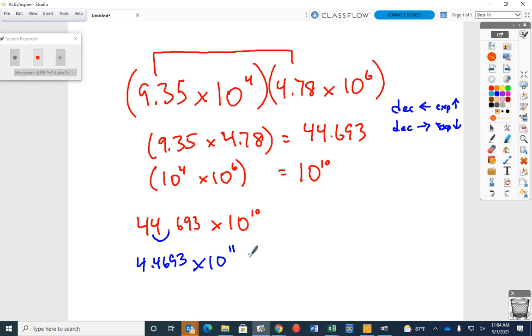Audrey, what's your question? So if that moved over 2 spaces, it would be times 10 to the 12th? It would. It would go up 2. Are you with me so far? Can I do another one? No. Okay, I'll wait till you're ready.